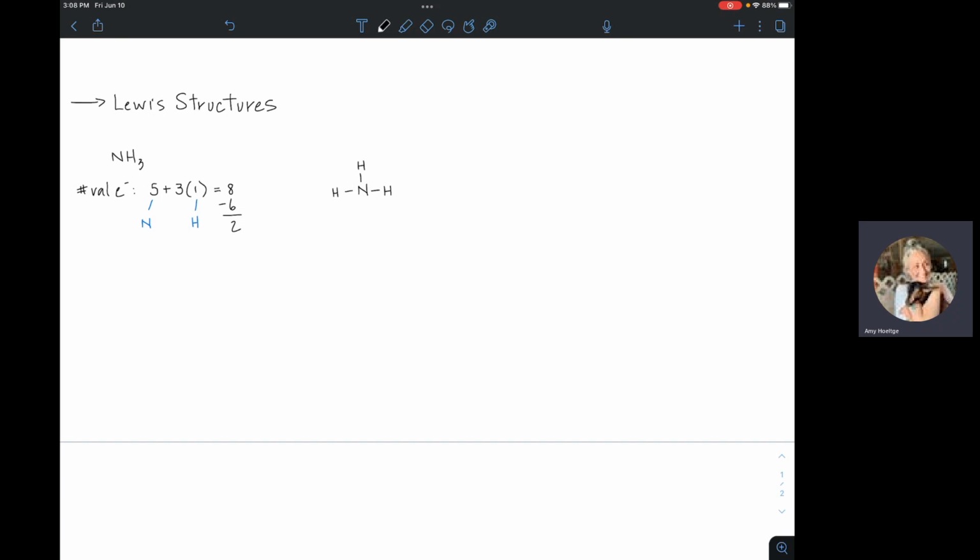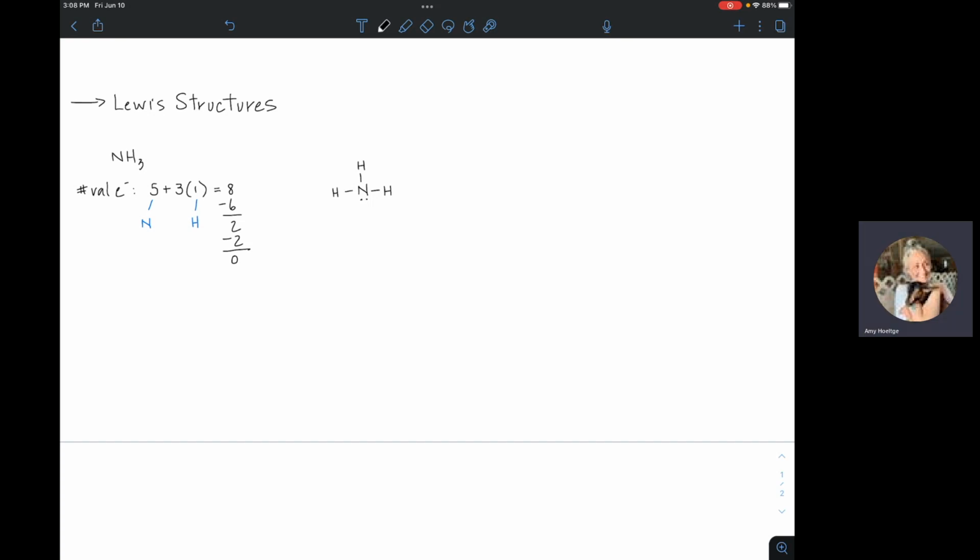Nitrogen, on the other hand, in the structure that I have right now, only has 6 electrons around it. Nitrogen is in the second period and very strictly obeys the octet rule. So with these 2 leftover valence electrons, I'm going to complete nitrogen's octet by putting 2 dots, or in other words, a lone pair of electrons. And I've used all of the valence electrons that I had available to make that structure.